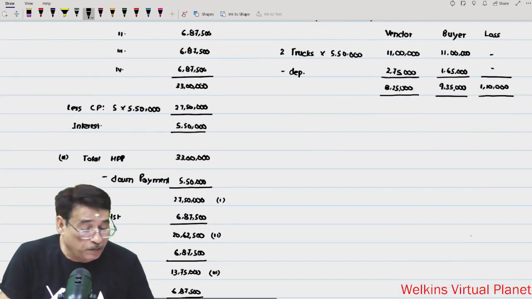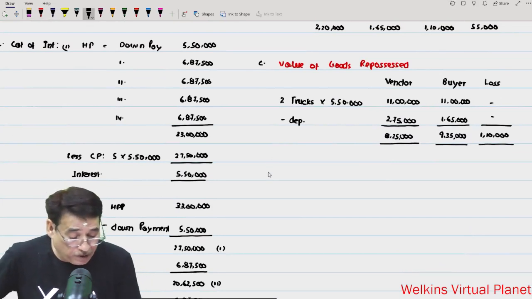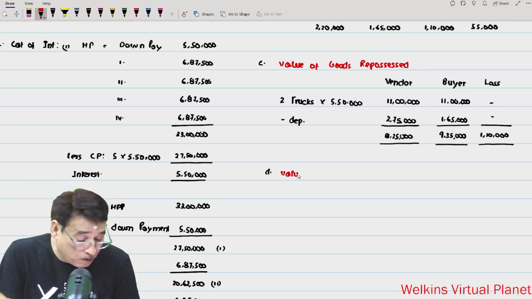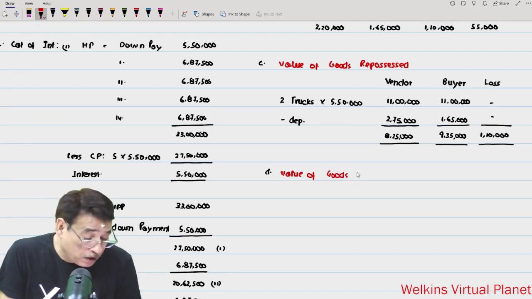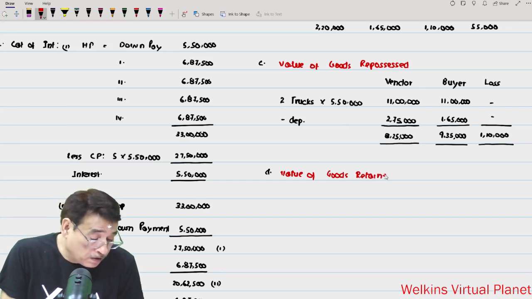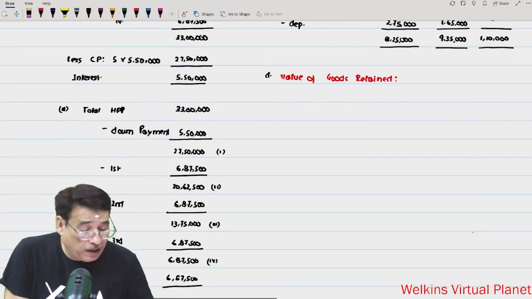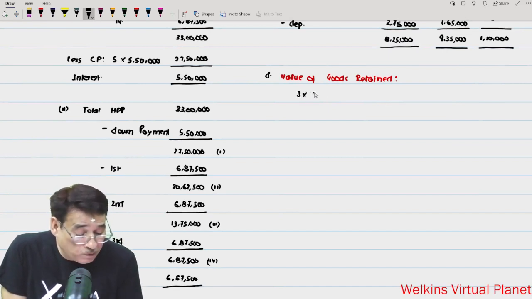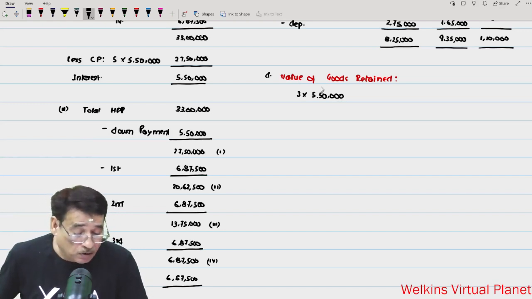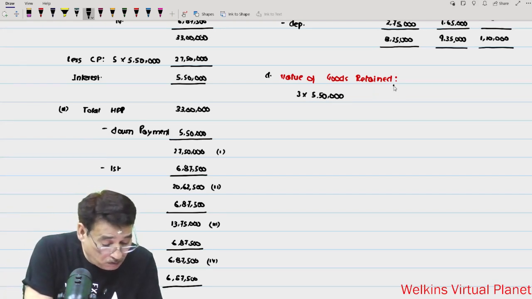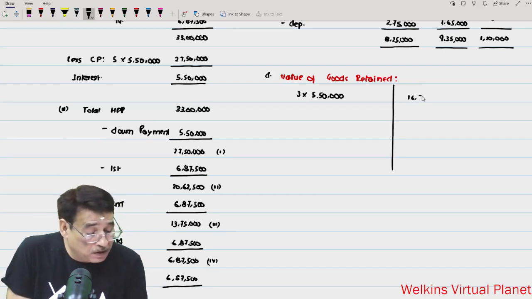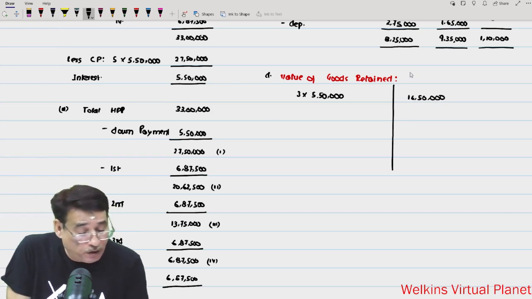So in this manner, you have been able to find out the loss itself. In this question, the value of goods repossessed you have already found out. After that, your next step should be to find out the value of the goods retained. Retained means those trucks which are still with the buyer. So in order to find out the value of trucks retained, how many trucks have been retained? 3 trucks. And cost price was 5,50,000. Correct? So, sixteen lakh fifty thousand. Now the buyer's rate of depreciation, because it is the value of the goods retained by the buyer.